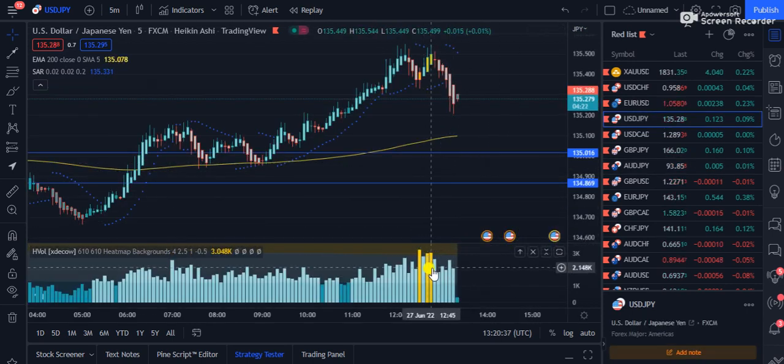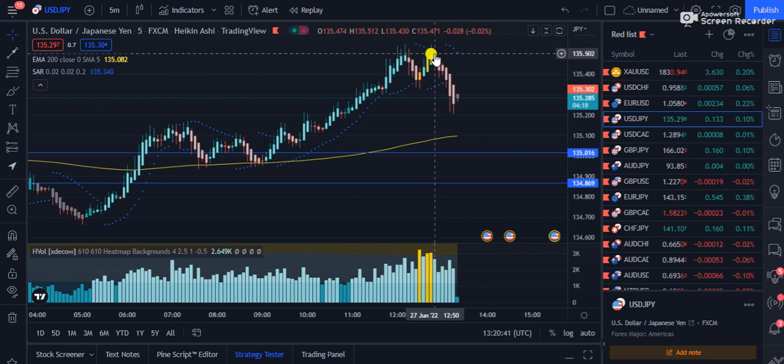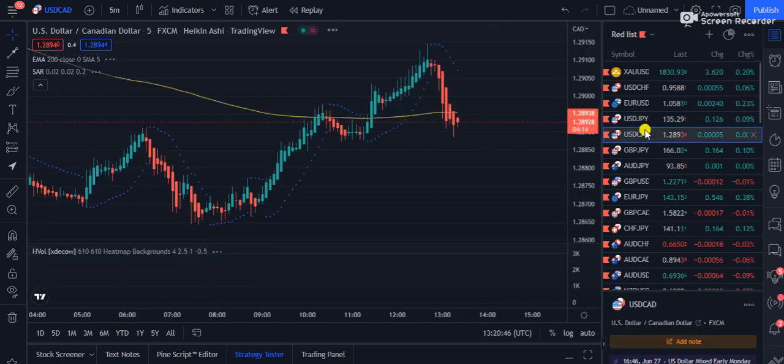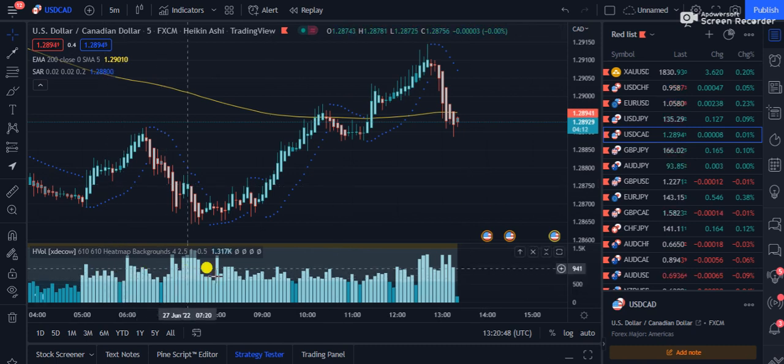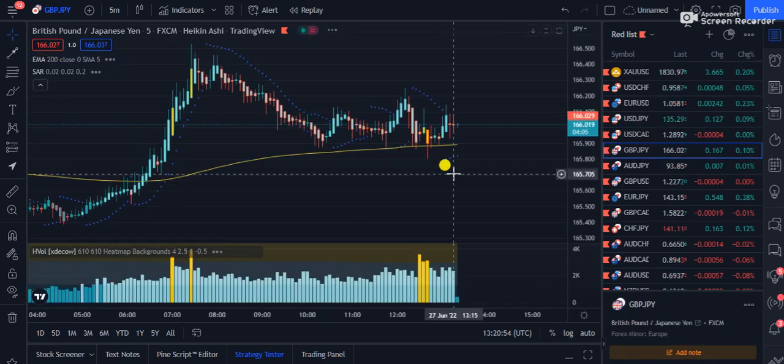Let's have a look at USD/JPY. Look, on USD/JPY, it has pointed out here that the volume is coming, and you can see we are in the downward trend right now. So USD/CAD, let's have a look. Okay, it is telling you that we are having a very low volume in the market, so better you avoid such pairs. So this is the 5 minute chart.